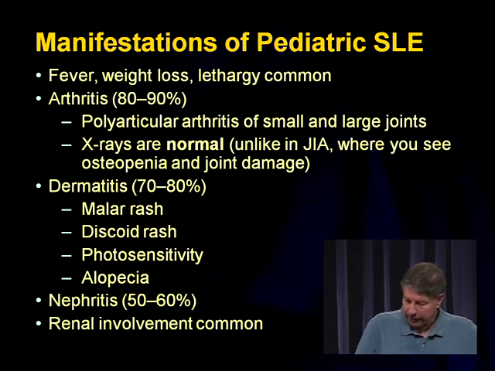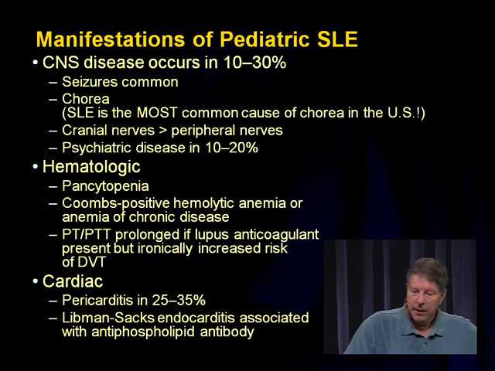Kidney disease is very common. CNS disease, 10 to 30%. The most common cause of chorea in the United States is lupus. Okay, so if they give you some kid, or adolescent girl who they say she won't stop break dancing in class, and that's what it kind of looks like, be very suspicious about lupus in her.